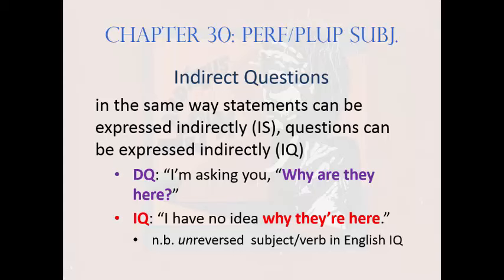Whereas indirect questions do not. I have no idea why they are here. Subject they, then verb are. The normal order in English for subject and verb. In other words, not reversing the subject and verb in a question is how English speakers tell each other the question is being related indirectly.